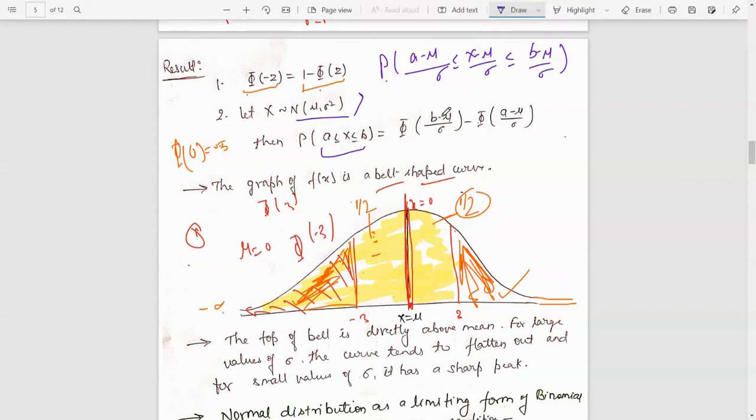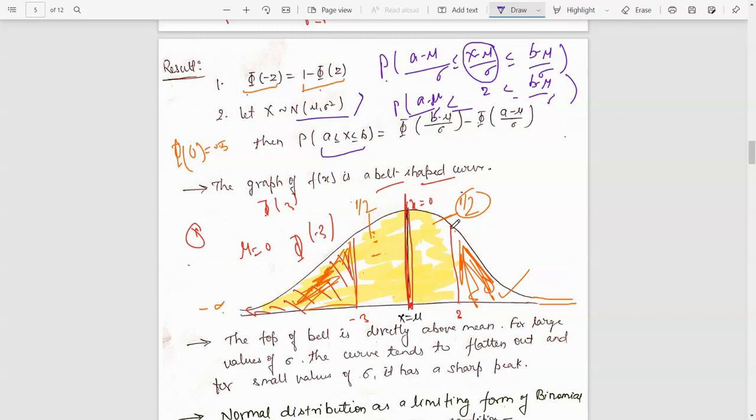Now at this point we have this particular thing, and this is z. So we are going to find the probability that (a − mu)/sigma is less than z and z is less than or equal to (b − mu)/sigma. Let's say this particular point is (b − mu)/sigma.